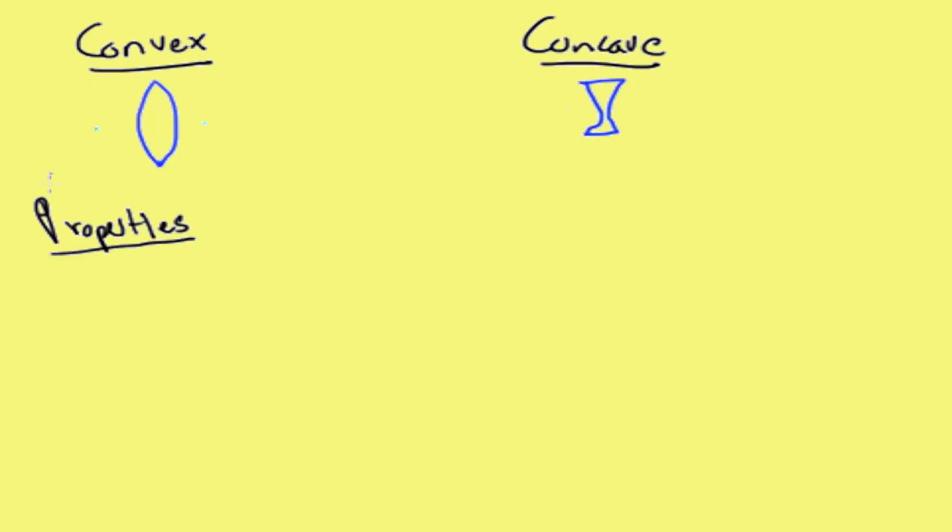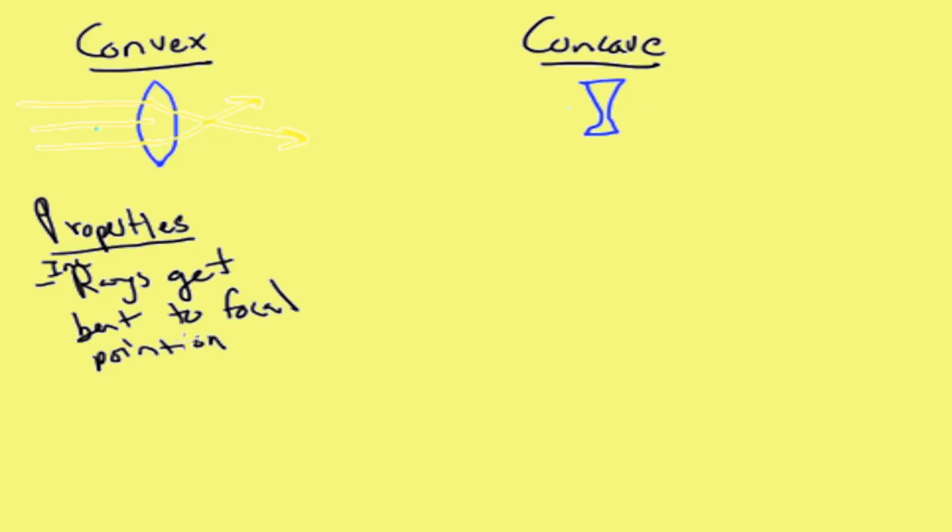So for a convex lens, if you have incoming light and it's all horizontal, that means the image is really far away. You can think of something like the sun. And what's going to happen to all these rays is they're going to get bent, focused through the focal point. So this is the incident side and this is the transmitted side. One thing that we can observe is incident rays get bent to the focal point on the transmitted side.